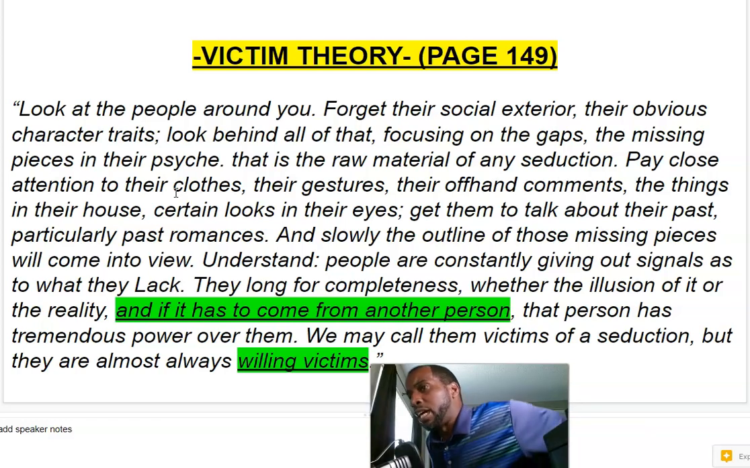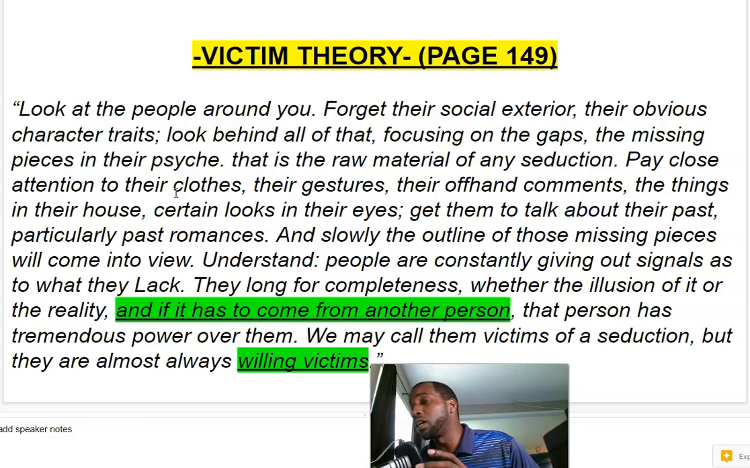Let's talk. Now, notice what I got highlighted: "And if it has to come from another person." Robert Greene said that they long for completeness. The person you are dealing with, the person you want to have an experience with, is searching for completeness in some way, shape, form, or fashion.